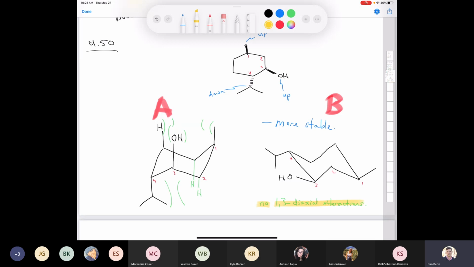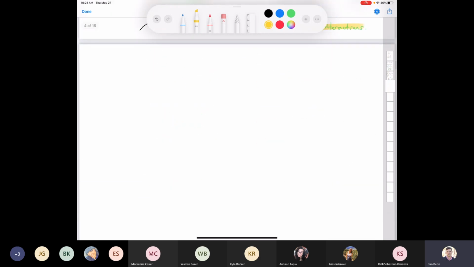All right, let's try question 4.52, which looks at the same type of thing, where we're looking at conformations. It says for each of the following pairs, determine which is more stable. So the question is just which conformation is more stable, but they don't give you chair conformations. They give you structures in 2D like this, and you have to determine which one is more stable.